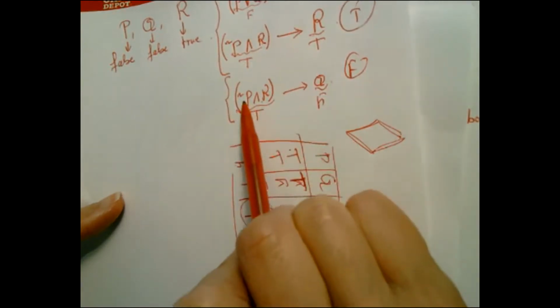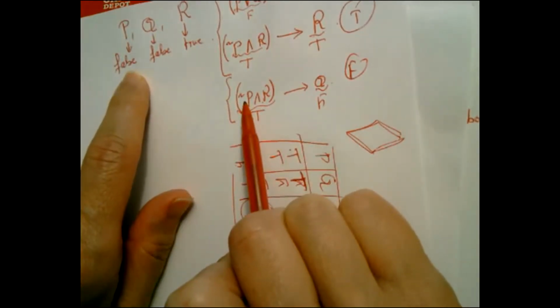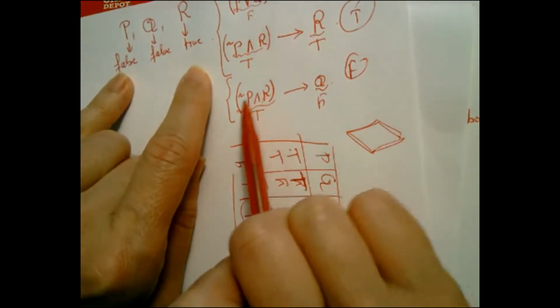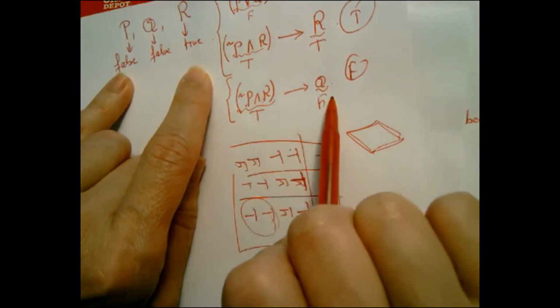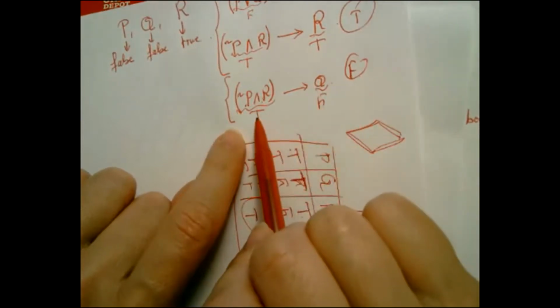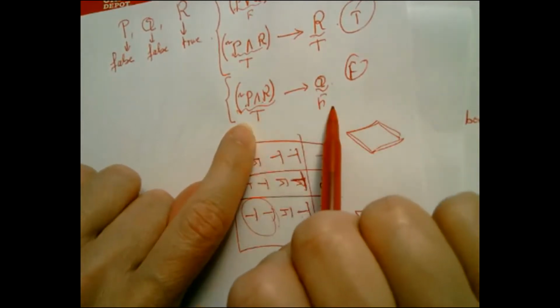Okay, so this is false because non-P is true, R is true, so the AND has to be true. Q, I give it to you false. So if P then Q will be false because the premise is true and the conclusion is false. That's the only place where the if-then is false, which is very important.